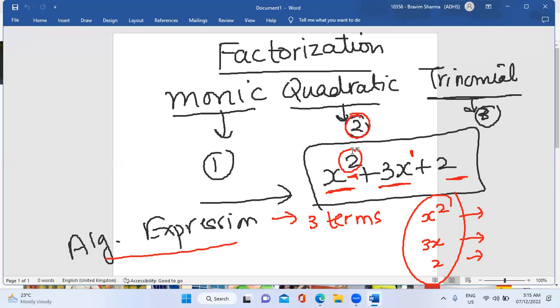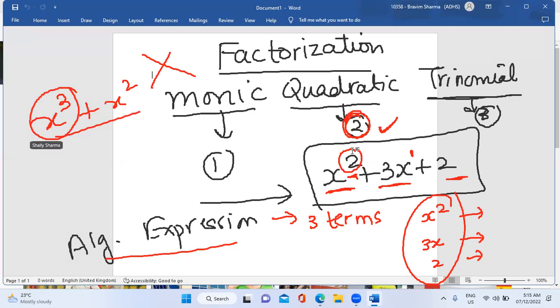Meaning there will be 3 terms. Out of those 3 terms, there will be a term with x square or y square or z square or w square. So the highest exponent value will be 2 only. If you get an expression like x cube plus x square, this is not a quadratic trinomial because it has 2 terms first of all, and here the highest exponent value of the variable x is 3. So this is no more a quadratic, it will be cubic.